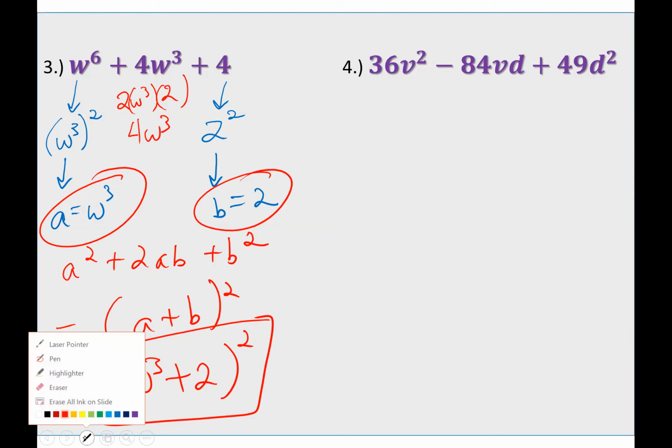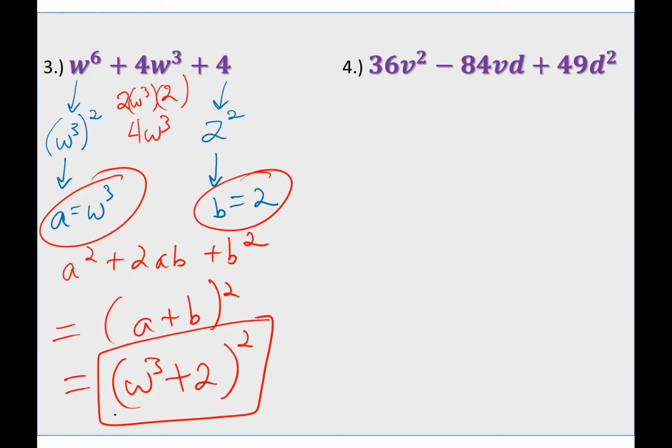36v squared minus 84vd plus 49d squared. Okay, I hope when you see the 36, you think about 6 times 6. So this first term, 36v squared, we can rewrite as (6v) squared. Same with the last term, so 49d squared, we can write that as (7d) in parentheses squared.